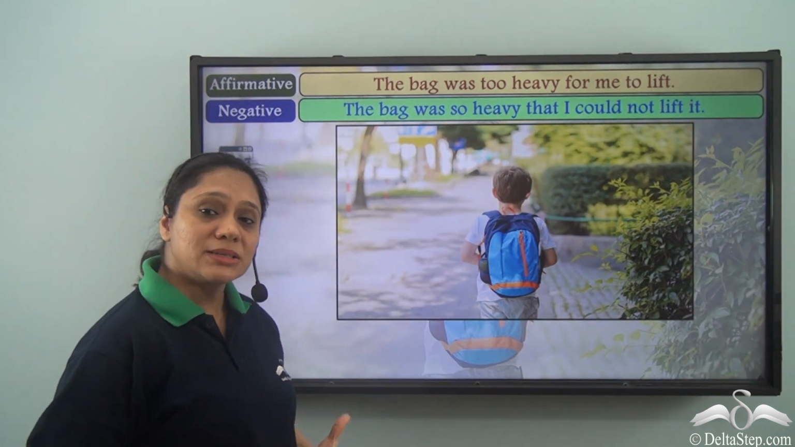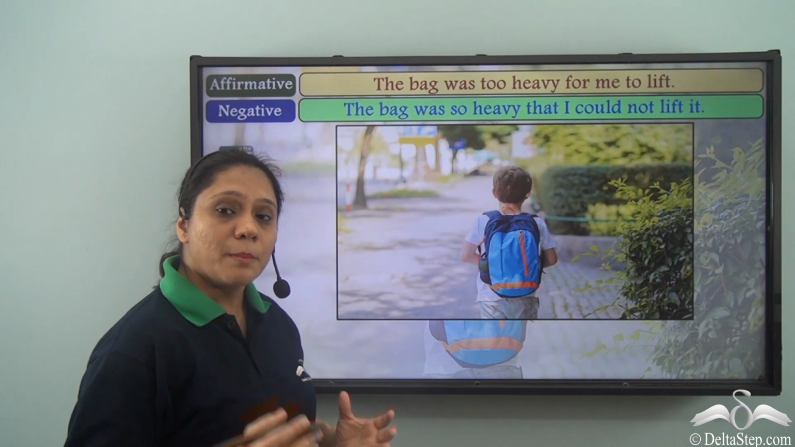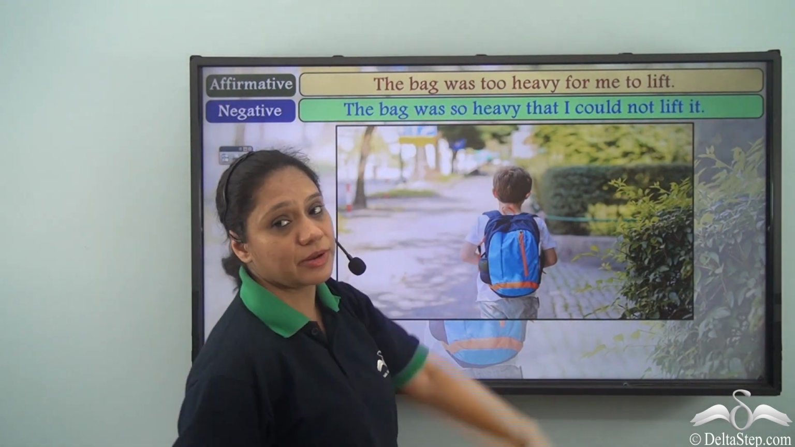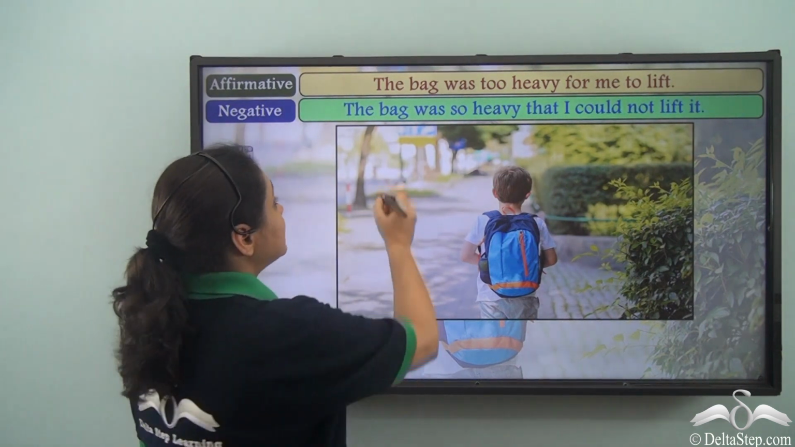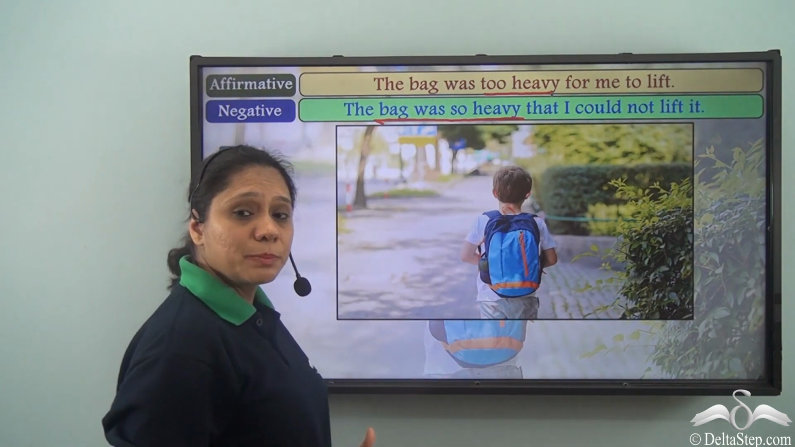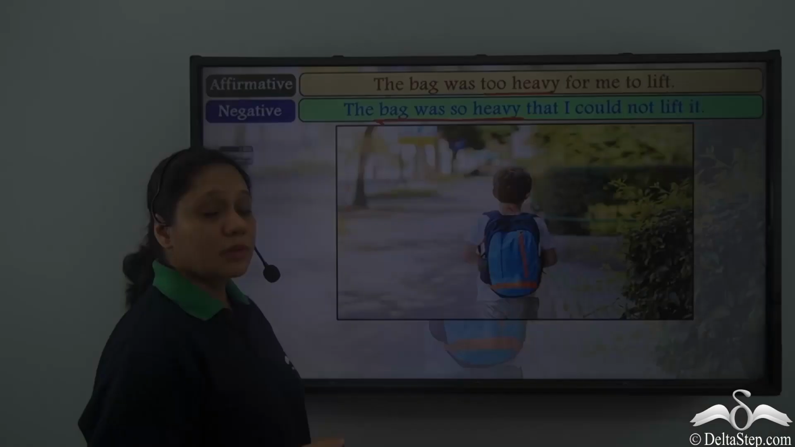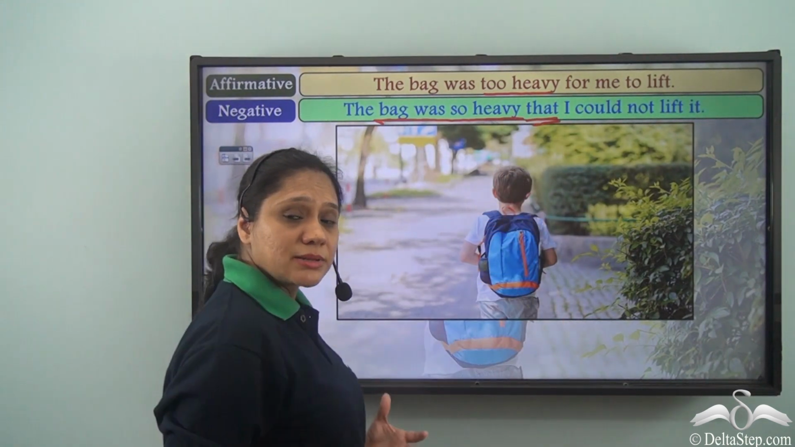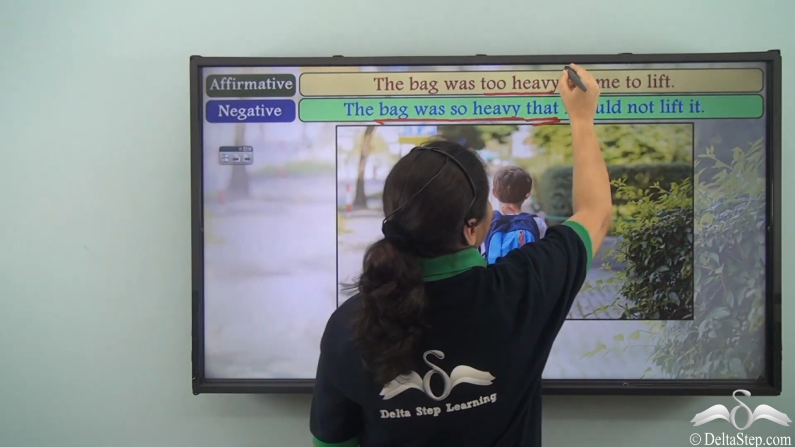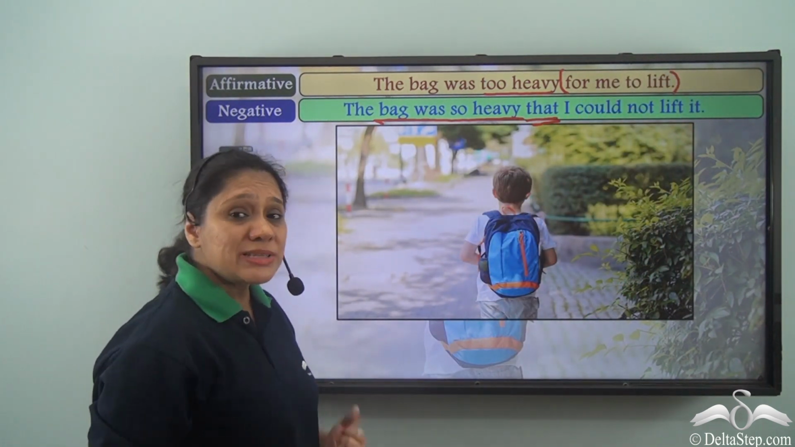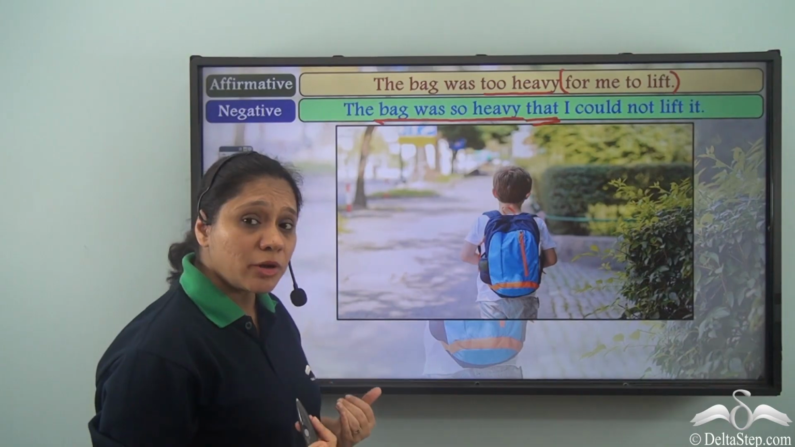Now, let us try to understand what we have done here by taking the sentence in parts. The bag was too heavy. Now, we have written it as the bag was so heavy. So, too heavy has been replaced by so heavy. Then we add that. Now, let us look at the second part of the original sentence. For me to lift. So, who is actually going to lift? I am going to lift.